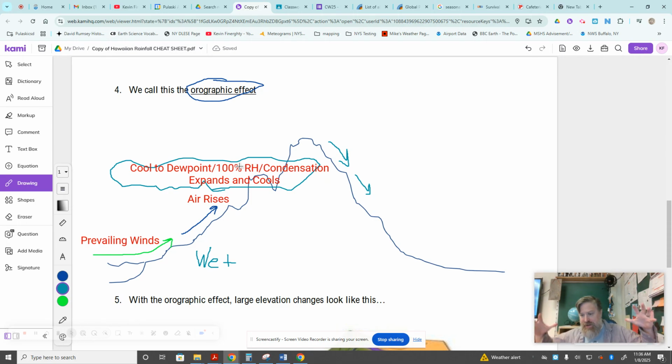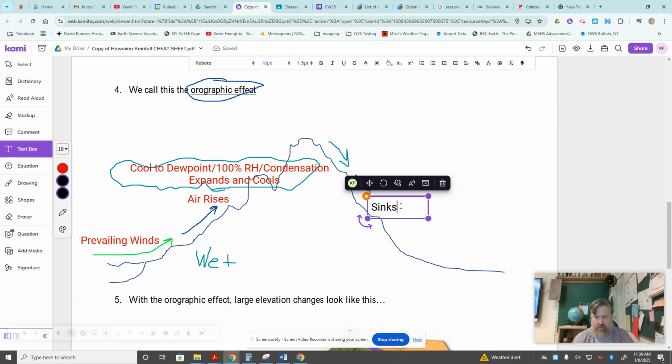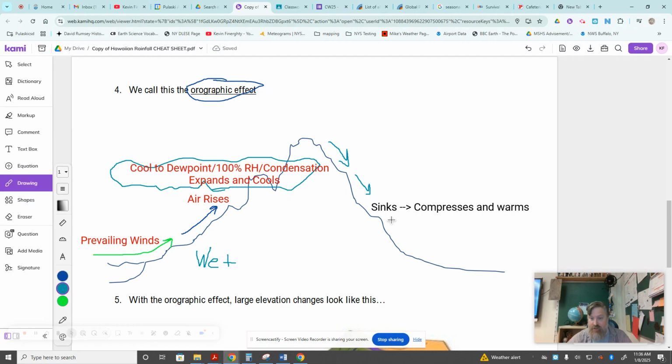When it comes down the mountain, it gets compressed. And when you compress a gas, it heats. So over here we got air sinking, which means it compresses and warms. And when that happens, you're actually driving the temperature further and further from the dew point, which, as discussed in Lab 19, is what the definition of dry air is. So this dries out this whole side of the mountain.